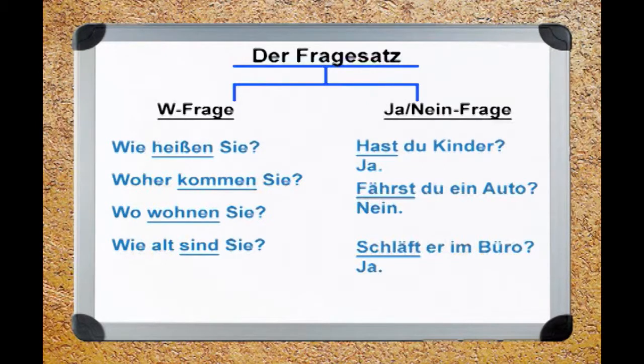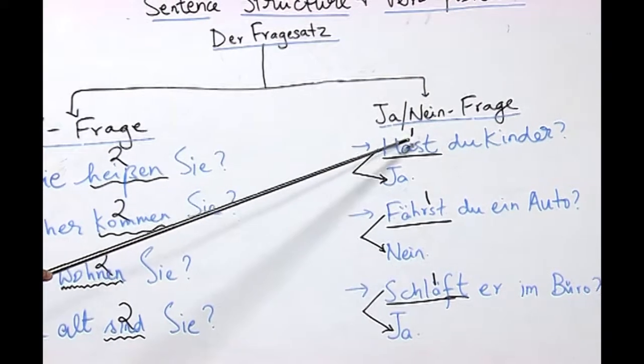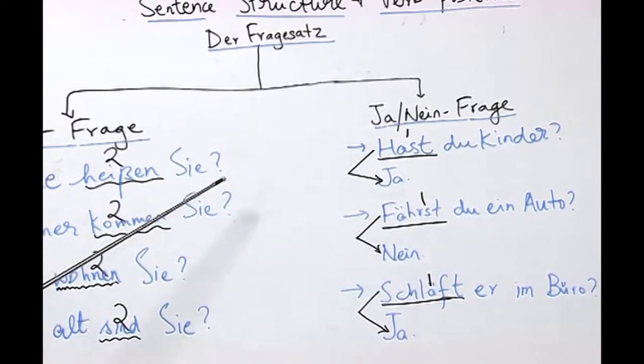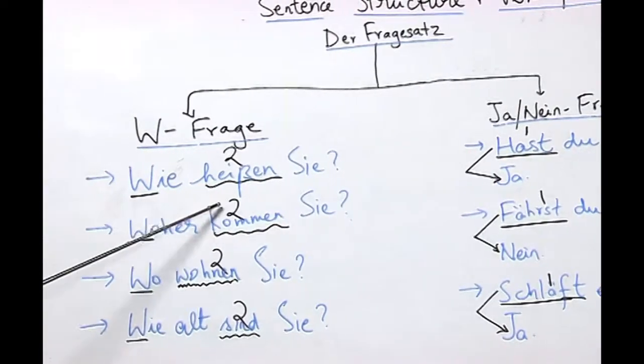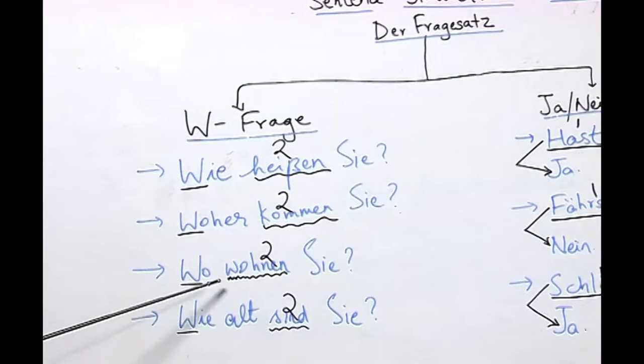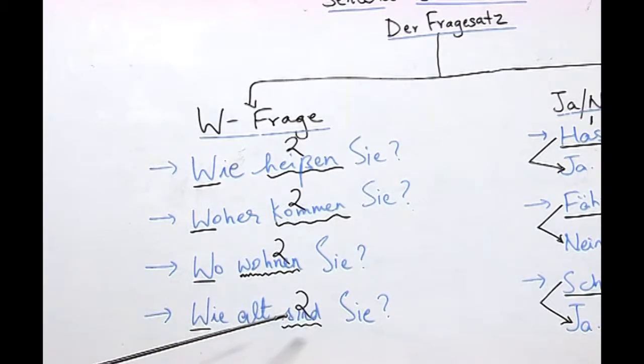So, remember that the position of the verb is first only in a ja nein Frage or in a yes or no question, and the position of the verb is always second in the W question as well as in the sentences.